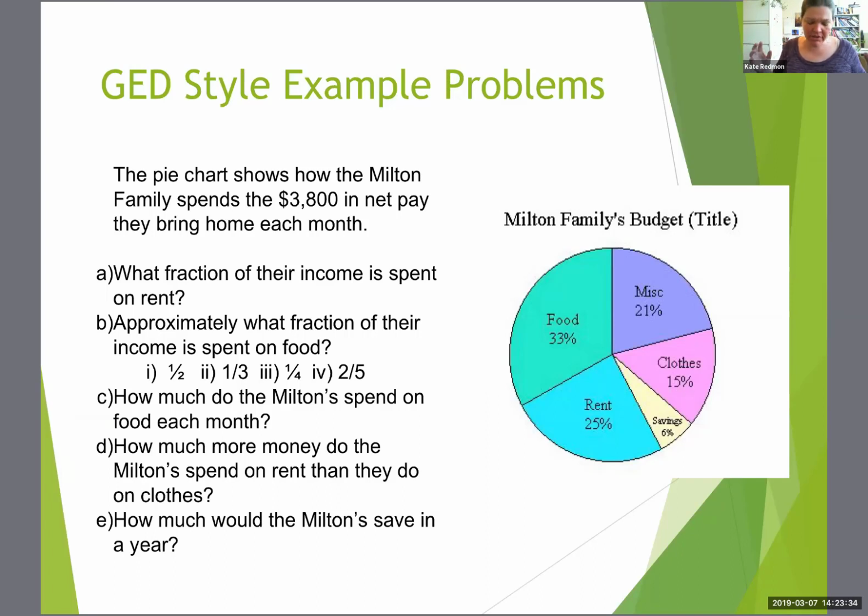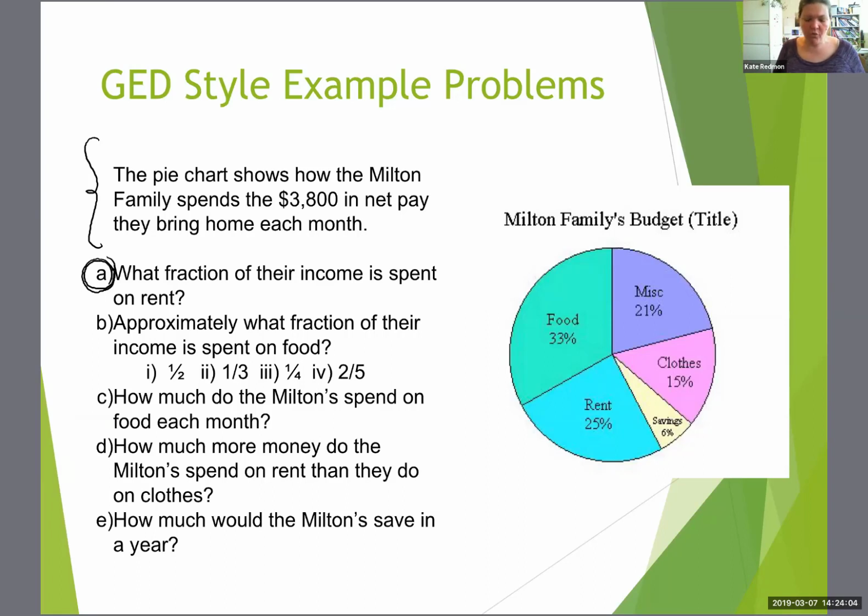However, please, please, please be the GED student who reads the words that accompany the graph. And in this case, I wrote it over here. You can see that I do give you additional information here. It says the pie chart shows how the Milton family spends the $3,800 in net pay they bring home each month. So I slipped the total into the description, which is what frequently happens, okay? But we don't have a question yet. So let's go on to A.